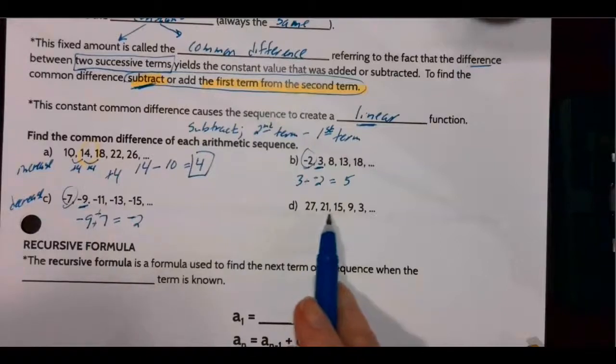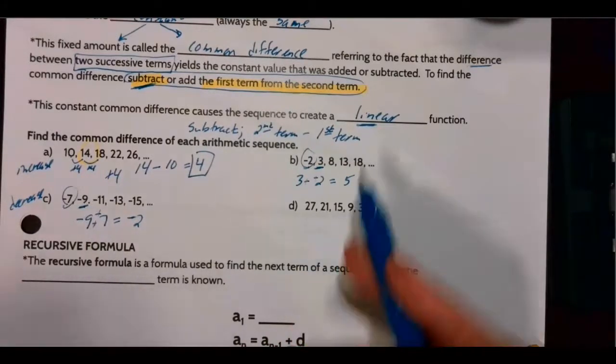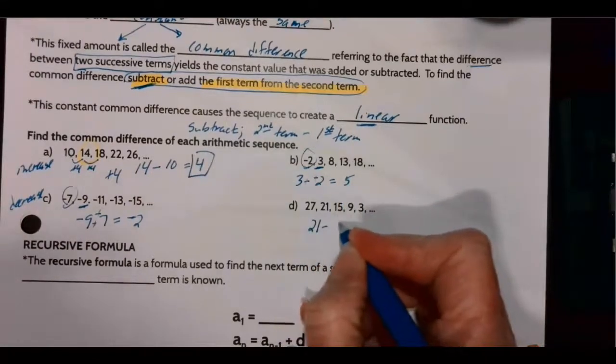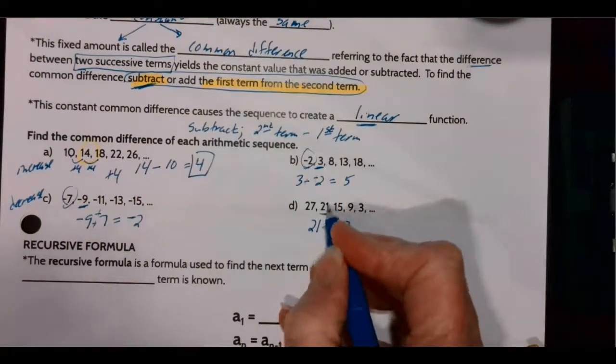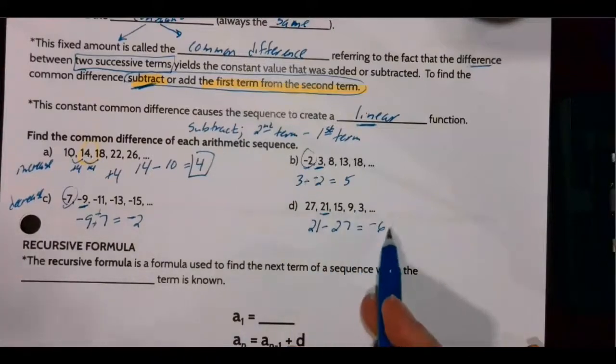Here we go again. So see how it's going down? You can look at this and kind of see how it's going down. But just to make sure, we can always subtract second term minus first term. We get a -6. Is it going down by 6? Yes, it is. That's the common difference.